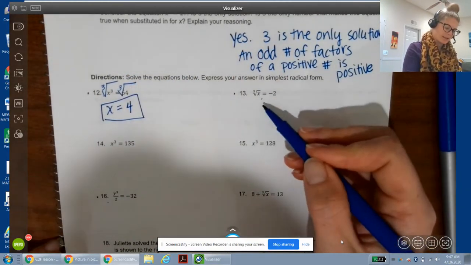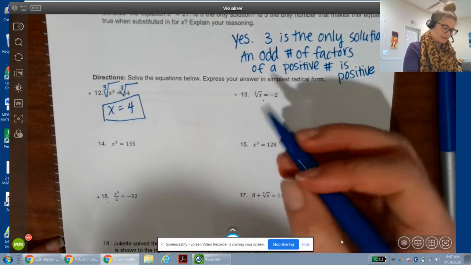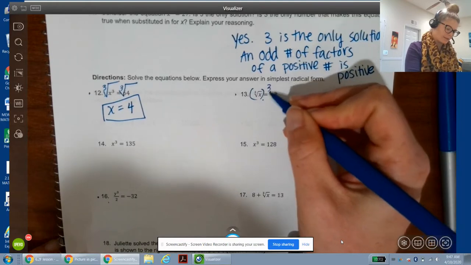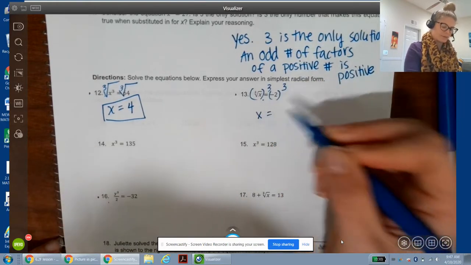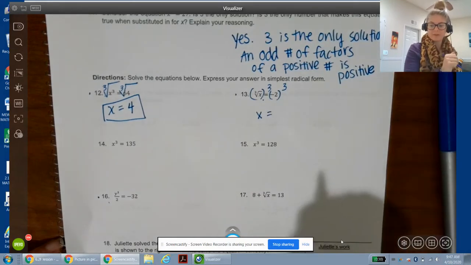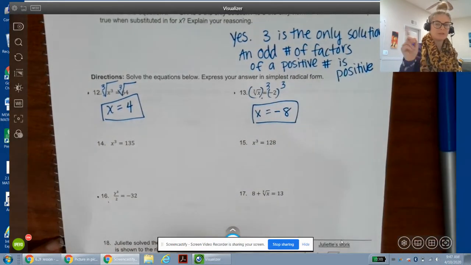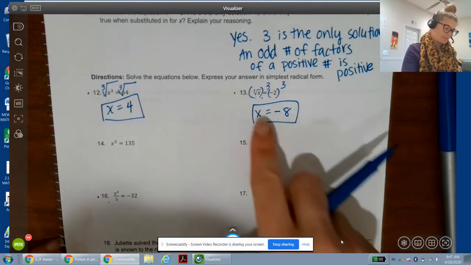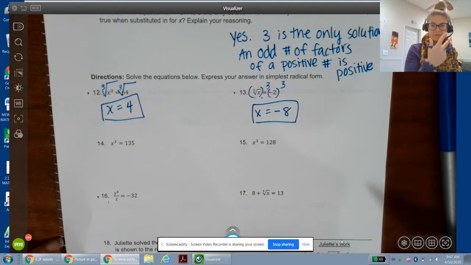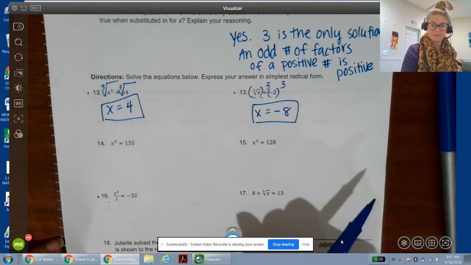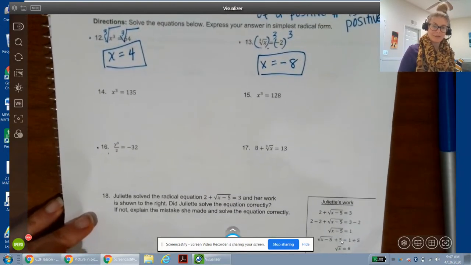Okay, let's take a look at 13. x is being cube rooted. It's already isolated, so all I have to do is cube both sides. So x is equal to negative 2 times negative 2 times negative 2, which is negative 8. No, it's not plus or minus 8. It's just negative 8 because the cube root of negative 8 is negative 2. Negative 2 times negative 2 times negative 2 is negative 8. Wonderful. Let's take a look at 16 together.